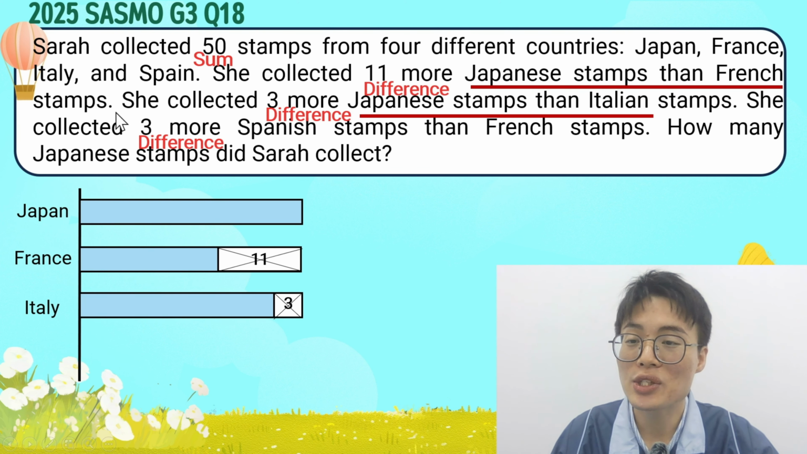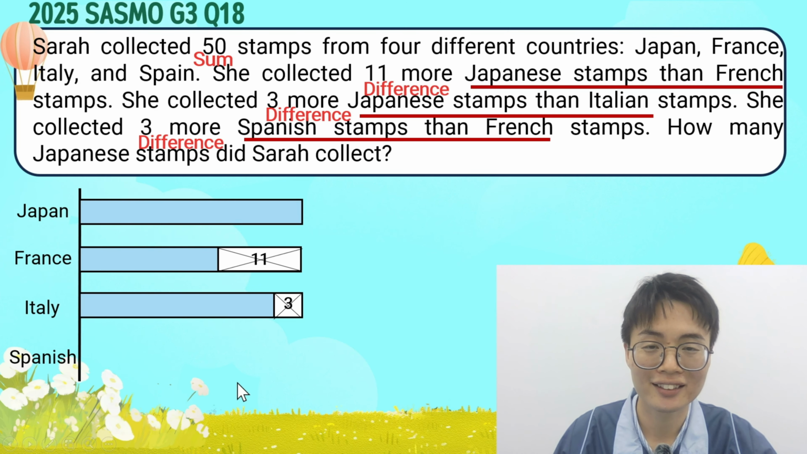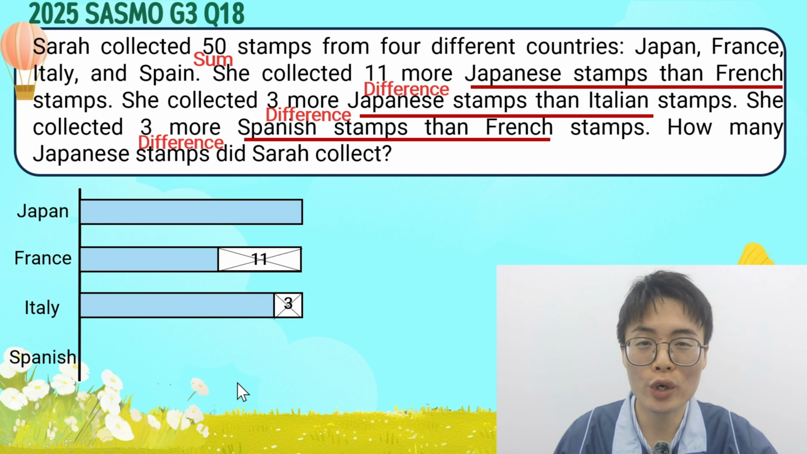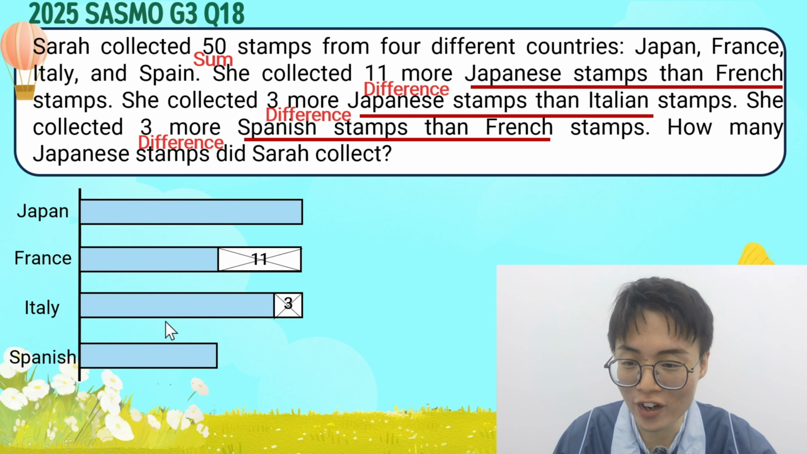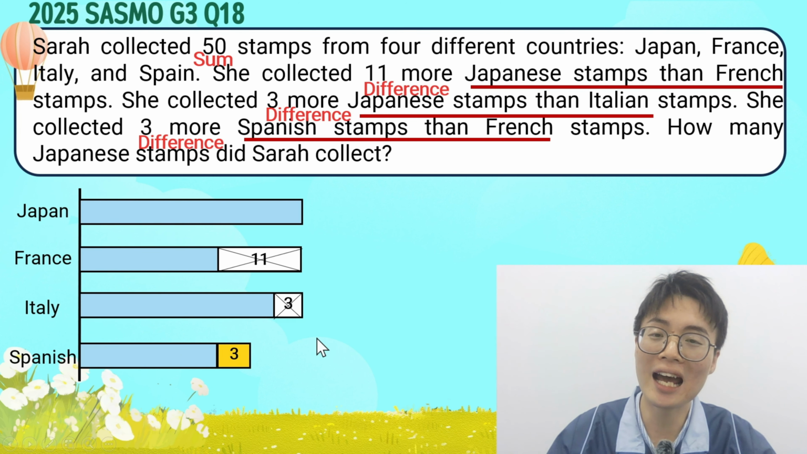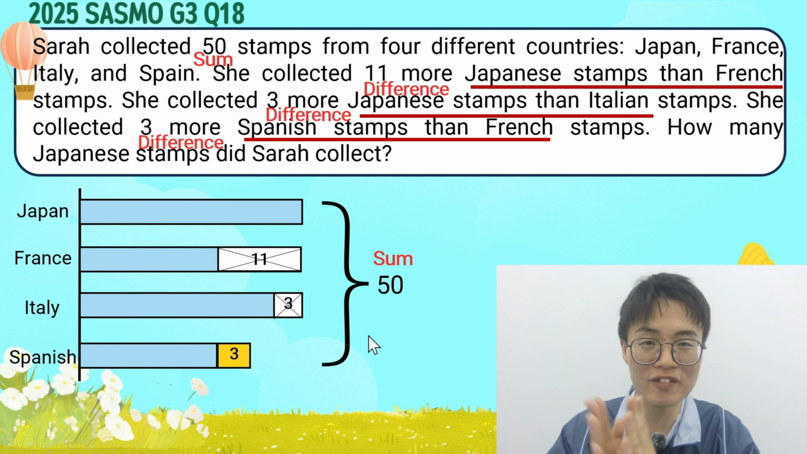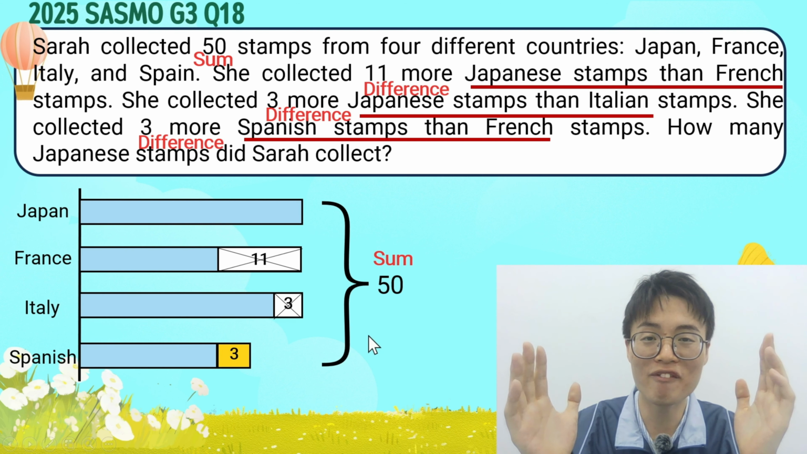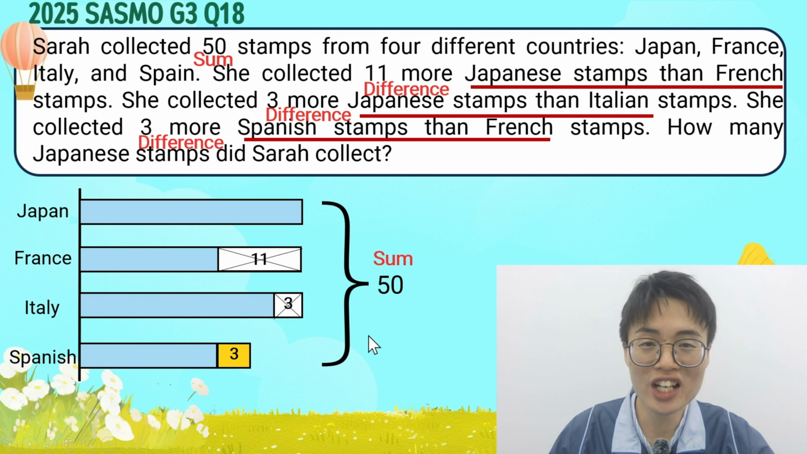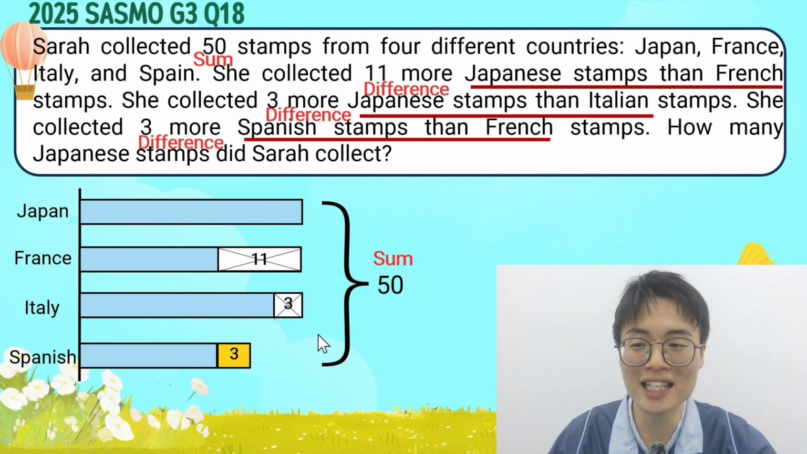And finally, 3 more Spanish stamps than French stamps. So how to draw Spanish here? Attention, this time we should draw the same block as France first. Then we need to draw another block to represent the extra 3 stamps. And in total, we have 50 stamps. So next, we need to make the different numbers become the same and find 1 unit. And here, each country can be seen as 1 unit, but we better choose which one? The smallest one, which is France here.